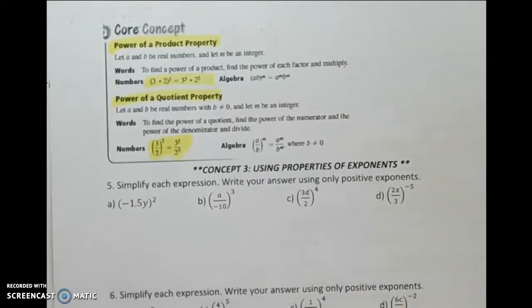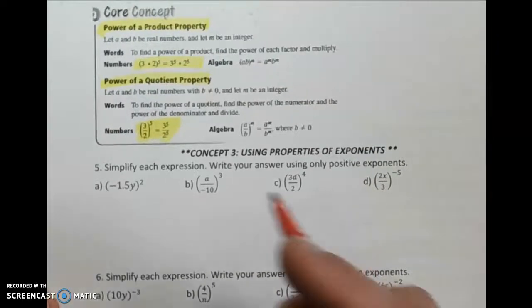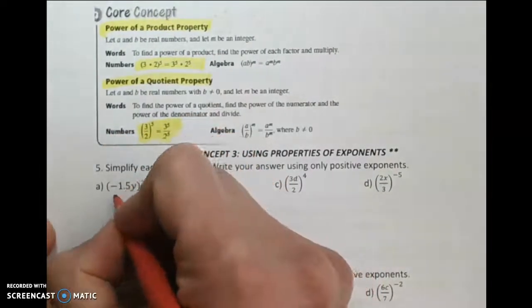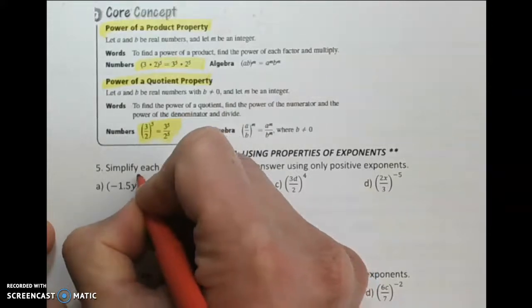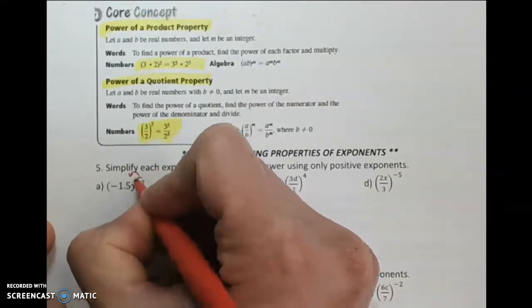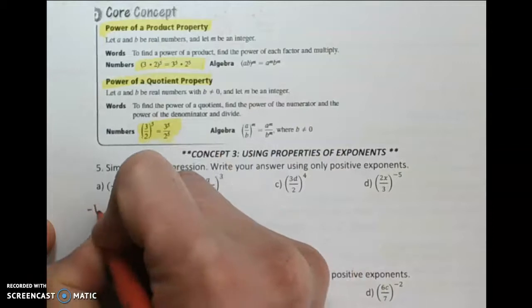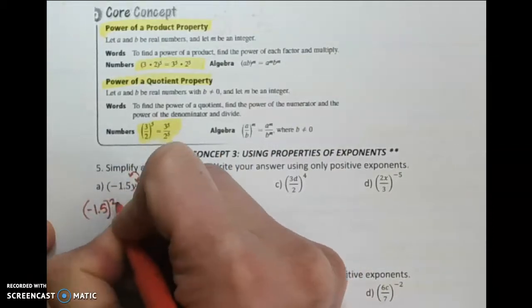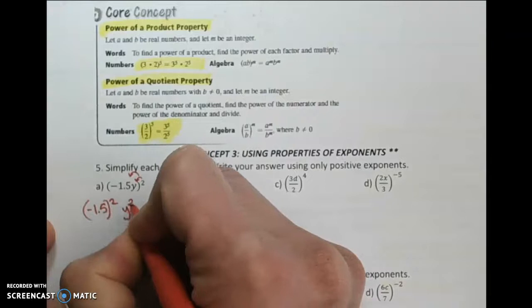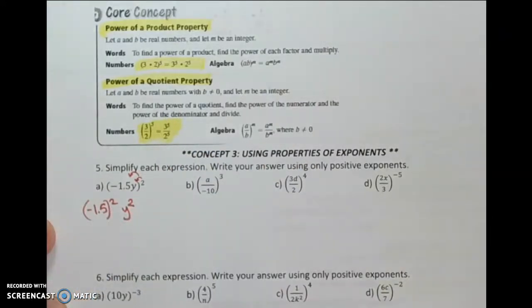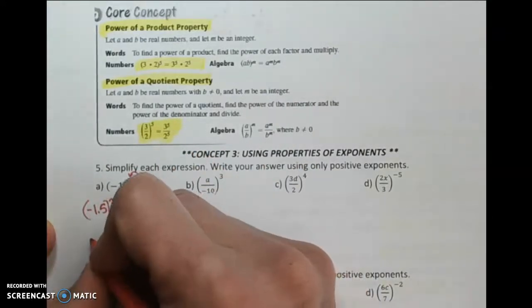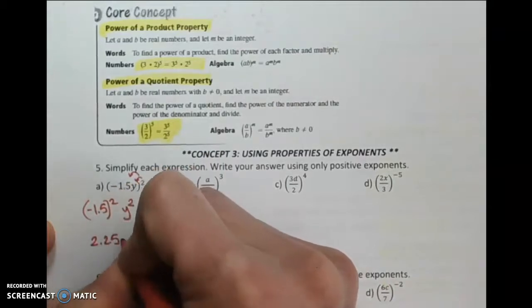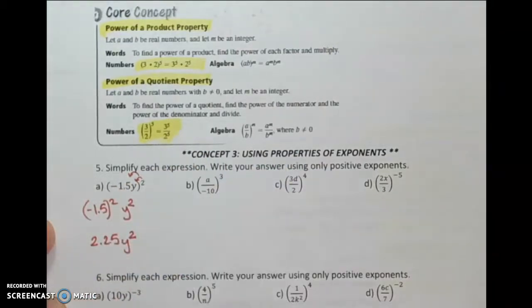Alright, so let's do these up. The first one, A, it says simplify the expression. Write your answer using positive exponents, and I'm going to simplify a little farther than that. But here we go. So basically, I can't multiply those, right? So I'm really going to distribute that power of 2 to both terms. So I get negative 1.5 squared times y squared. And negative 1.5 squared is really 2.25 y squared if I were to simplify that.